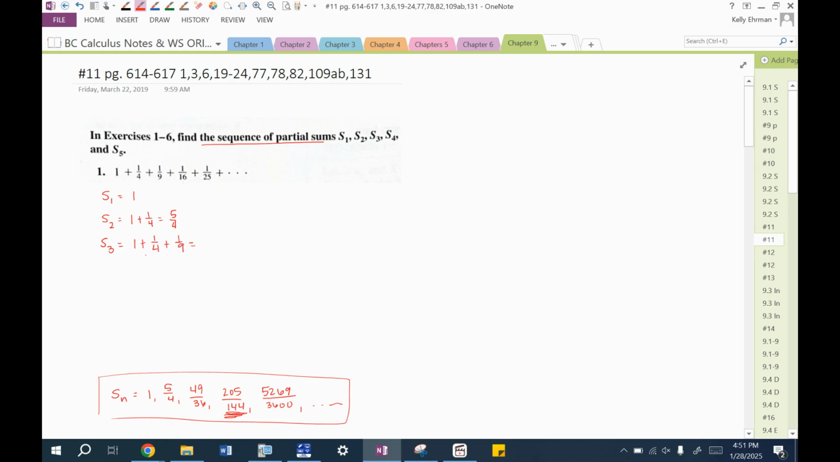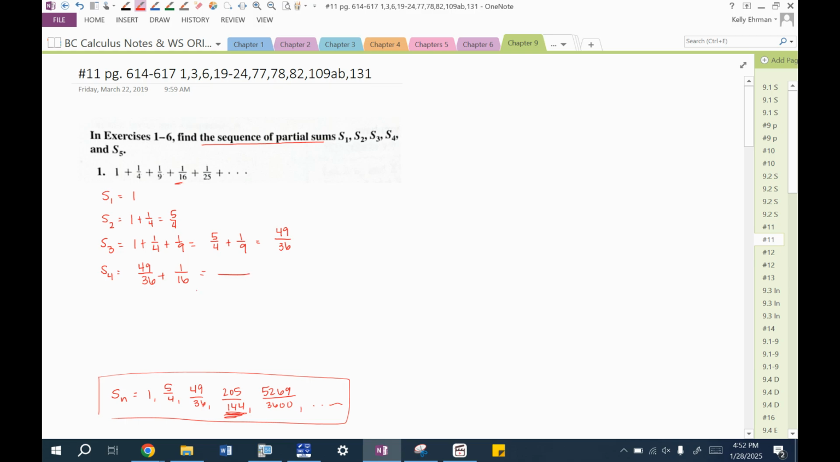Now, you added the first two terms already, so it's really going to be 5/4 plus 1/9. Common denominator is 36, so this becomes 45 plus 4, so 49 over 36. The fourth partial sum is the first four terms added up. Remember, you just added the first three terms, and then add to that the next term, which is 1/16.